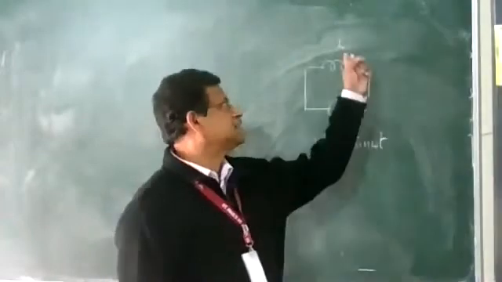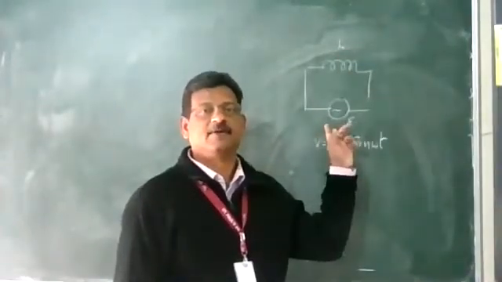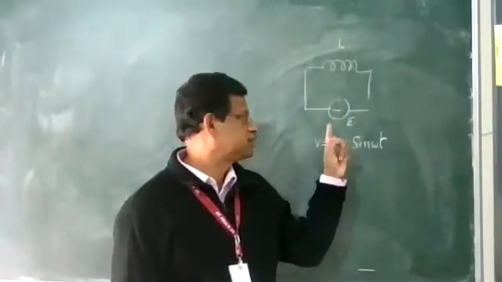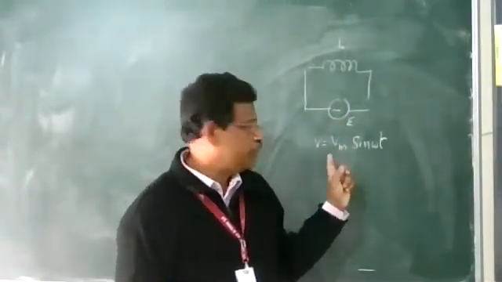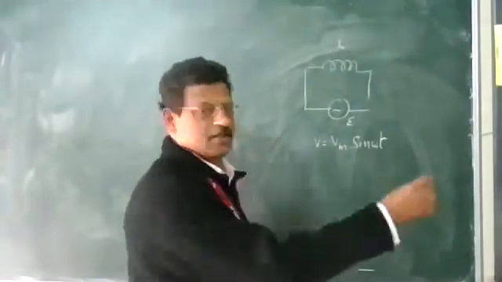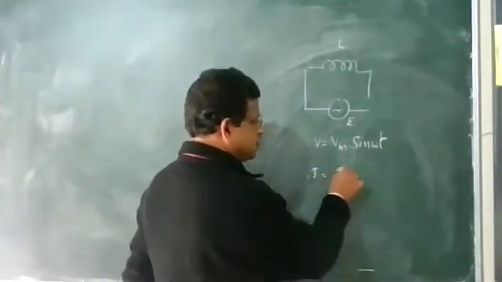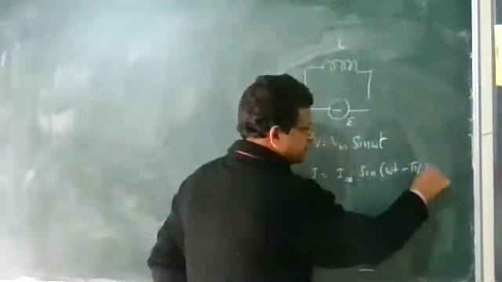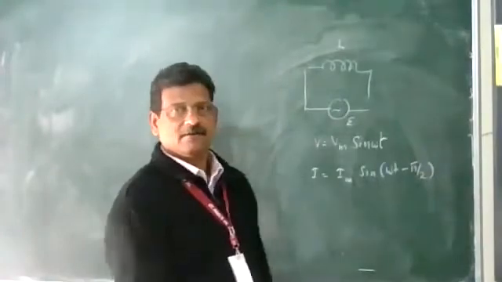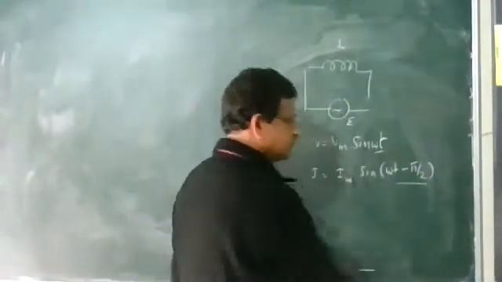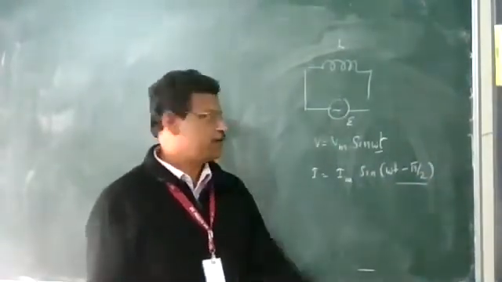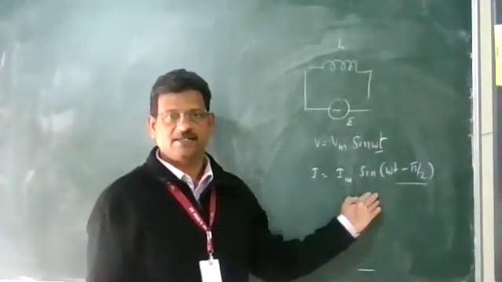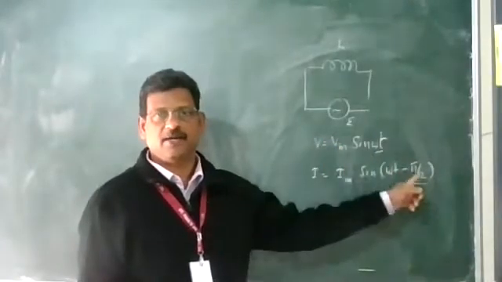So inductance L. Across that you are connecting an alternating source of EMF, E equal to Vm sin omega t. The equation for the current is I equal to Im sin(omega t minus pi by 2). So we'll see the phase difference. The phase difference between voltage and current is 90 degrees, and the current is lagging behind the voltage by 90 degrees.